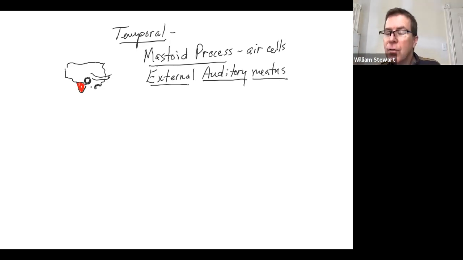There's an internal auditory meatus. I'm not going to write that down because it accommodates facial nerve. I think it's facial nerve number 7 and the vestibulocochlear nerve, which is cranial nerve number 8. But I do want you to know this one, the styloid process.